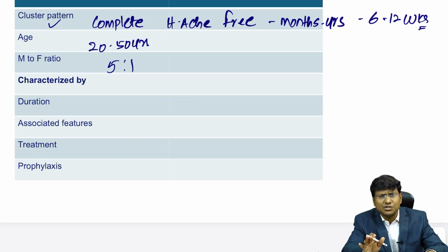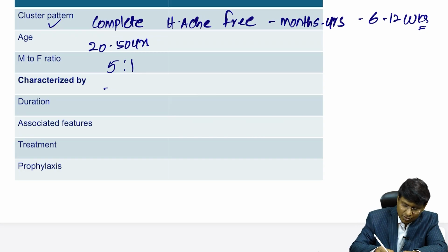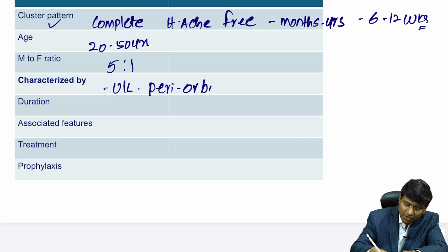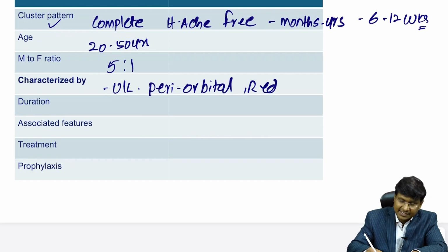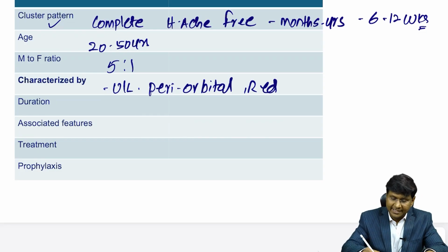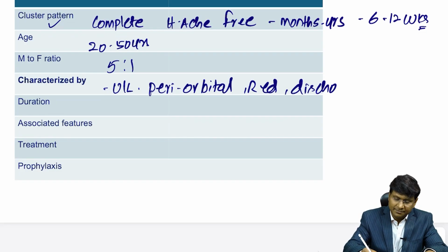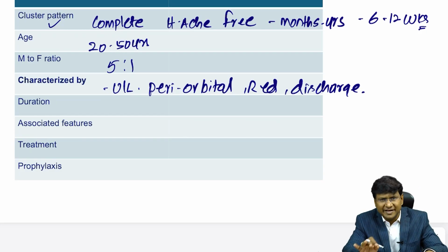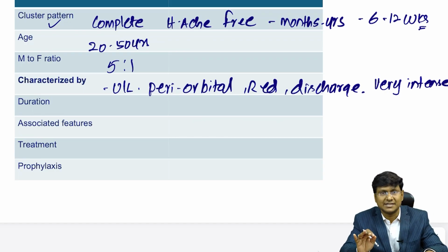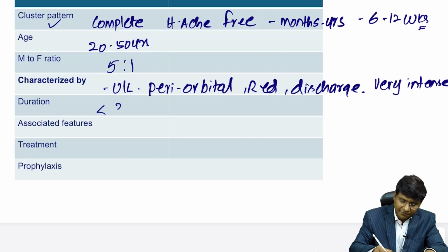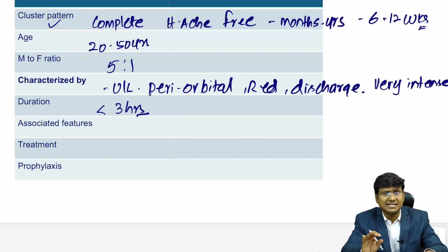The characteristic feature of this cluster headache is that it is usually unilateral, and it is periorbital in localization of the pain. And here the eyes become completely red, and there will be discharge from the eyes, and the pain will be very severe, right? So very intense pain that you observe in case of the cluster headache. And the duration of the headache is less than 3 hours. And what are the associated features?